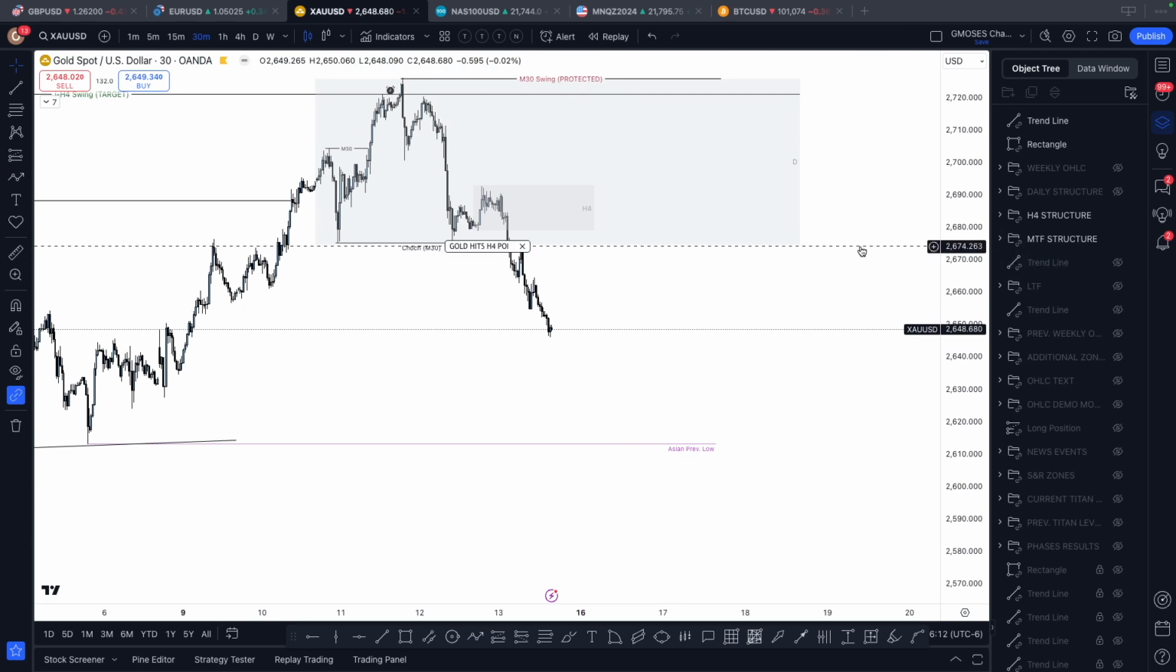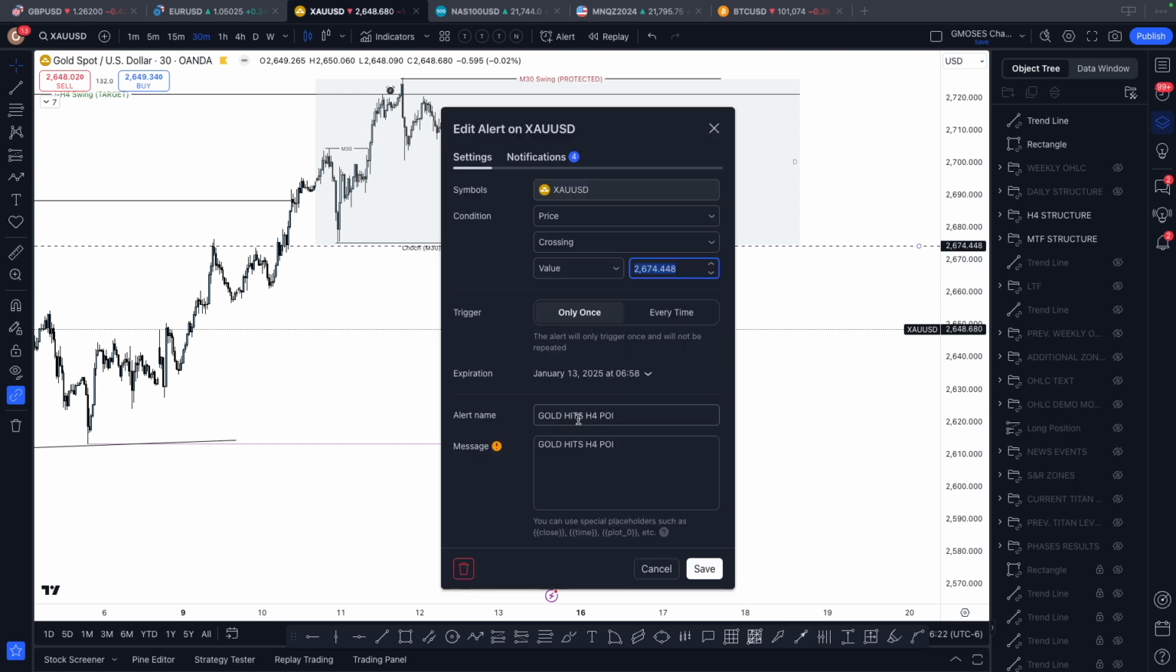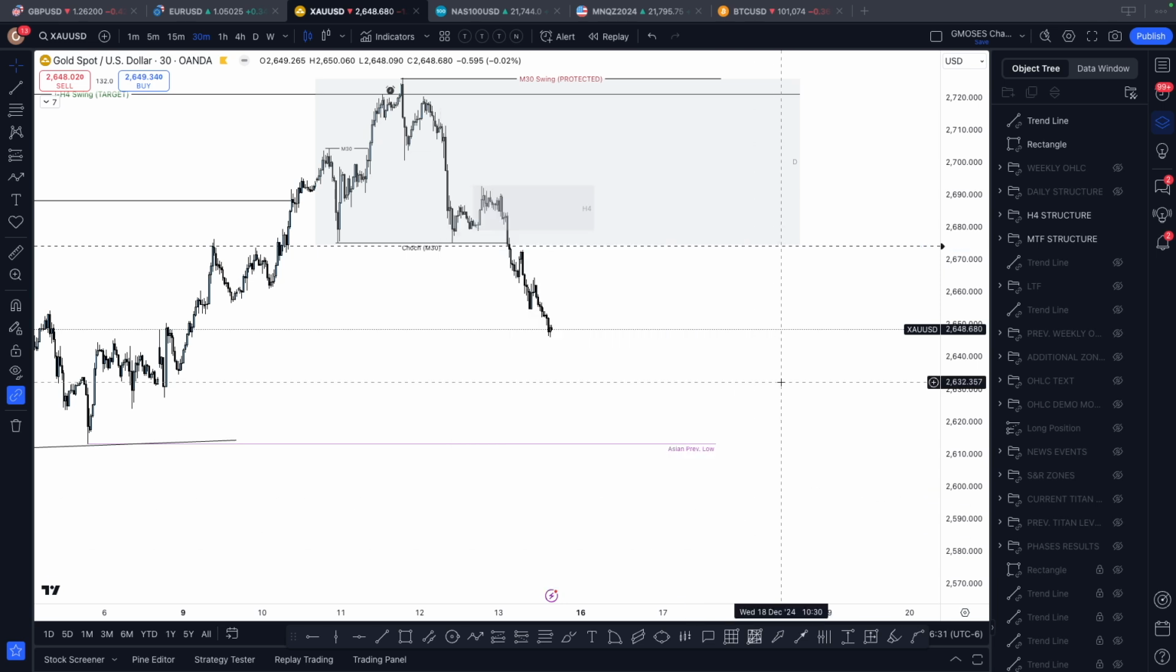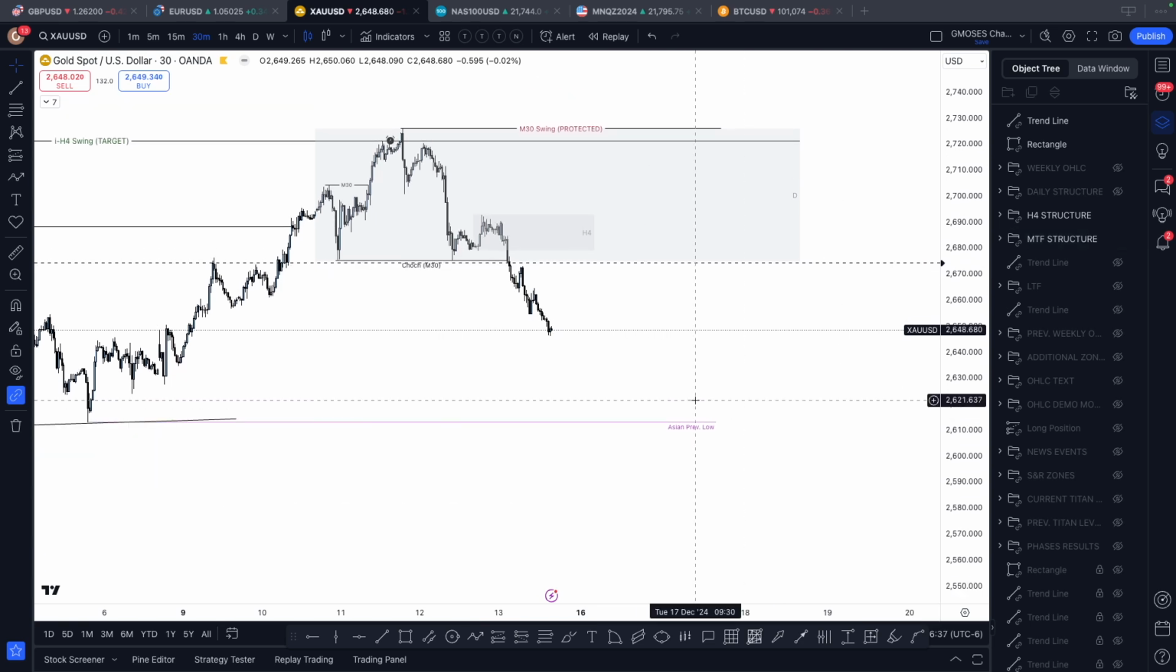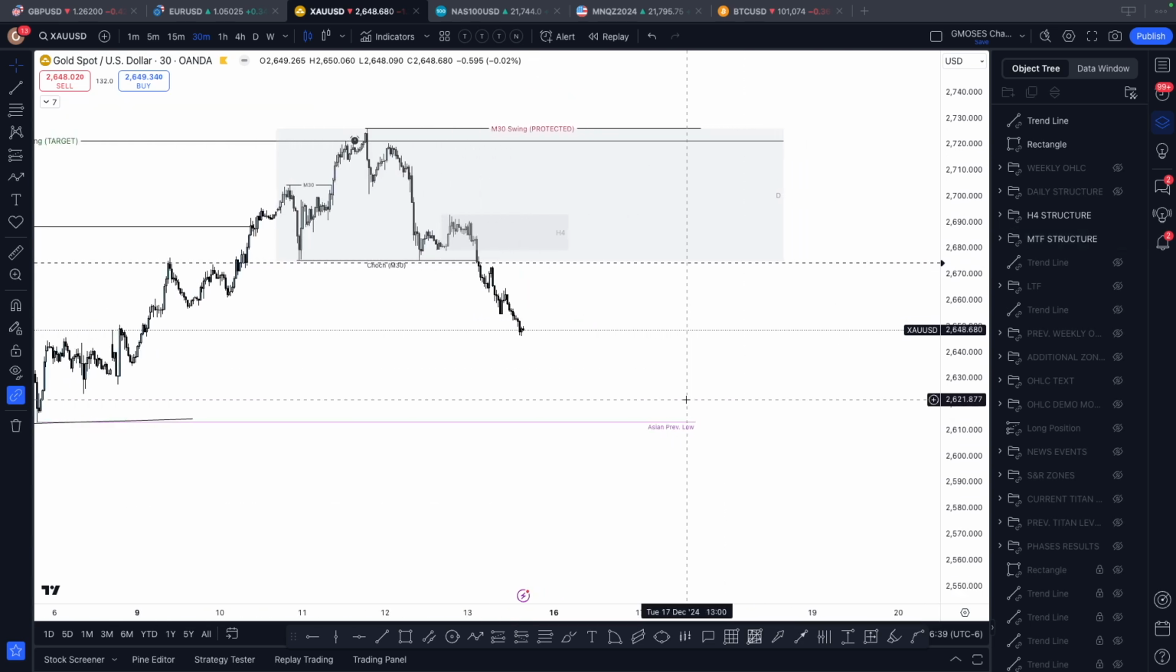I do have an alert right around 2674.26, and as you guys can see, gold hits the 4-hour POI. Well, it's approaching that, but I need to change this to daily because that's a daily POI. Okay, come up here, tap into this daily, come down, possibly take this out, and low, and also go lower, and so on and so forth.